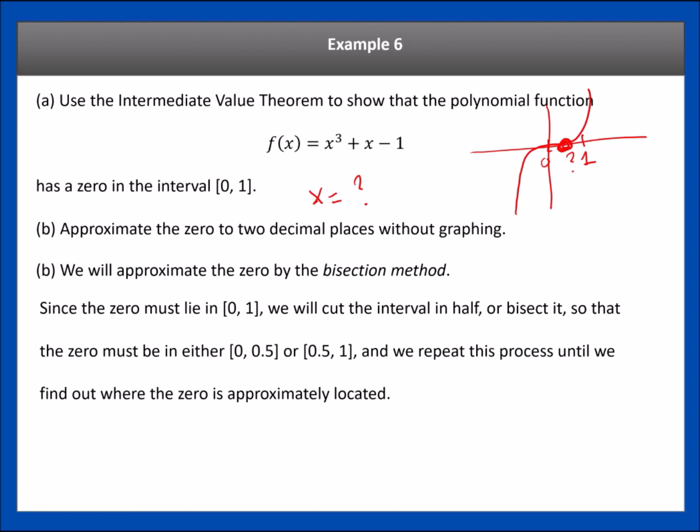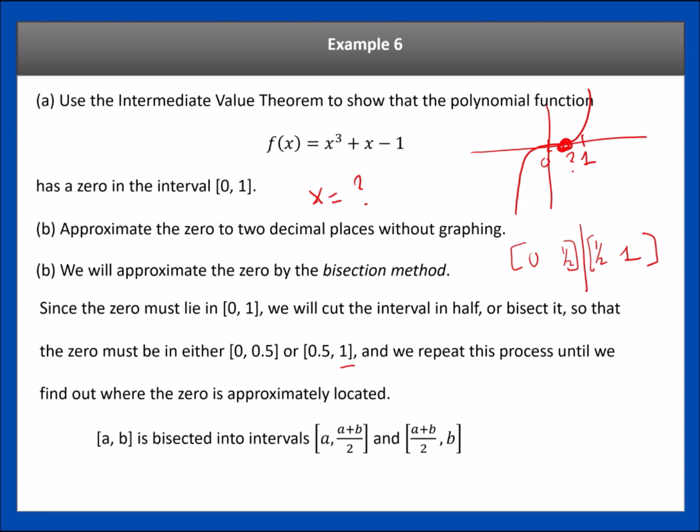So the 0 must either lie in 0 and 1/2 or 1/2 and 1. Basically, we took this interval, which was 0 and 1, and we cut it in half. So we have 0 and 1/2, and then 1/2 and 1. Basically, that's what we did. We bisected it into half.